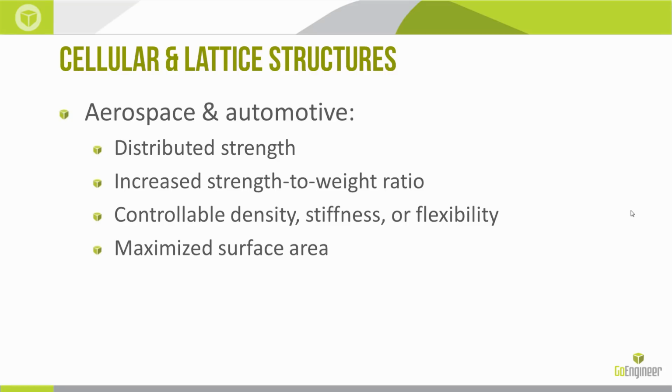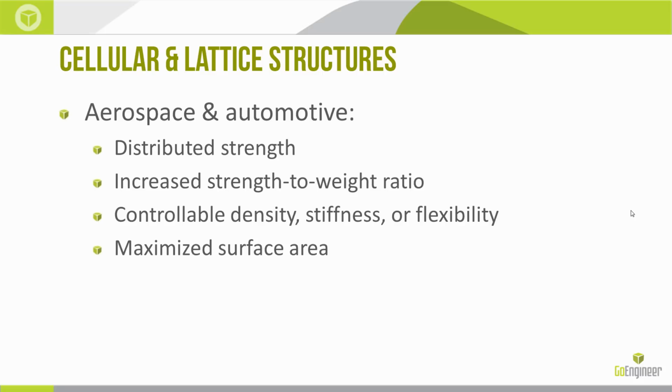All right. The next category here was cellular and lattice structures. So we've seen sort of an example of this with the kinematic cloth. Cellular and lattice structures, you'll know them when you see them. They're used throughout all of the driving industries in 3D printing. And by driving industries, I'm referring to aerospace, automotive, and medical. In aerospace and automotive, cellular structures are used because they can have distributed strength. So we can create parts that are stronger in one area over another.